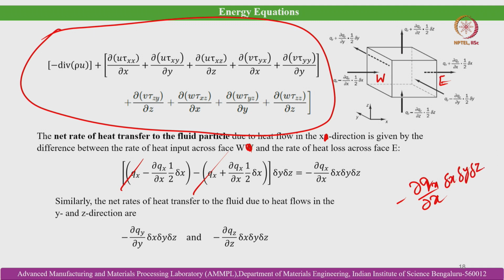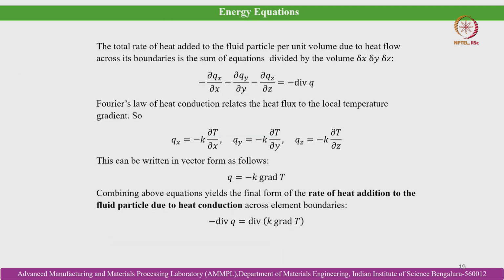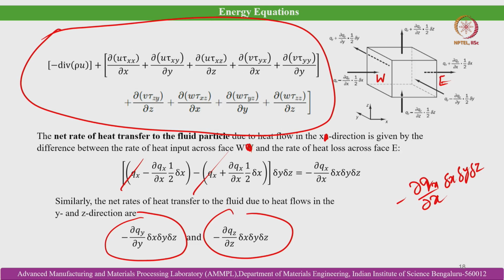Similarly, the net rates of heat transfer to the fluid due to heat flows in the y and z directions can be calculated as minus del qy by del y into delta x, delta y, delta z, and minus del qz by del z into delta x, delta y, delta z. Now we need to add these terms. The total rate of heat added to the fluid particle per unit volume due to heat flow across its boundaries is the sum of these equations divided by the volume delta x, delta y, delta z.